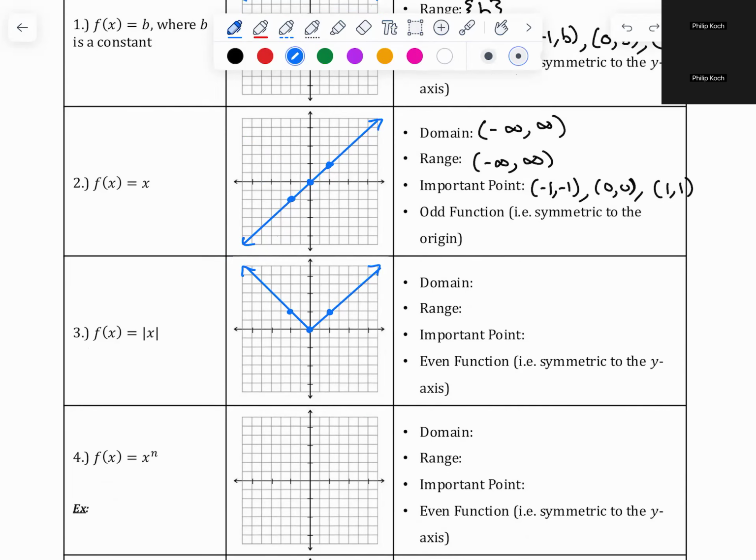And it's just because the absolute value takes all the negative numbers and flips them over. So the domain of this function is -infinity to +infinity. Its range is bracket 0 to +infinity because it takes in numbers and spits out only non-negative numbers.